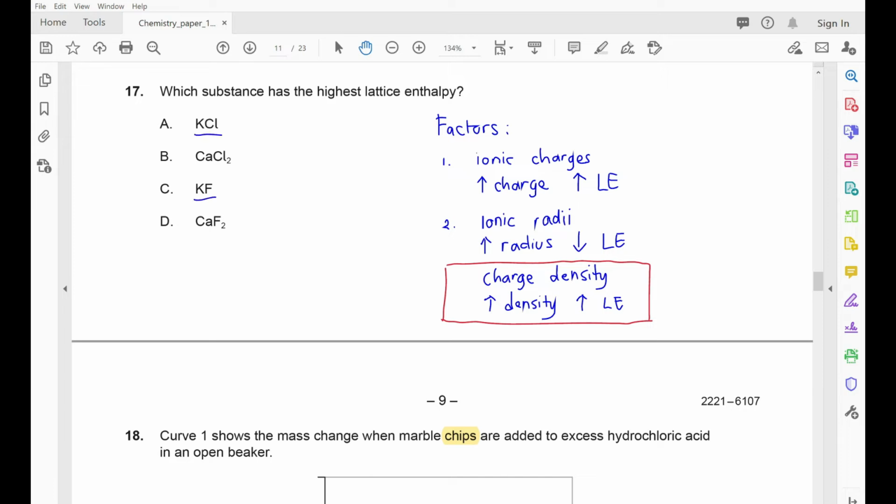KCl and KF have low ionic charges because they are +1 and -1. But calcium has a +2 ionic charge. Chlorine has a larger radius than fluorine. So calcium fluoride actually has the highest lattice enthalpy.